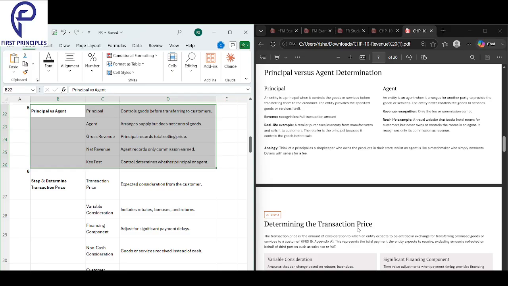One who controls the goods is the principal. One who just makes the two meet is the agent. That is principal versus agent.